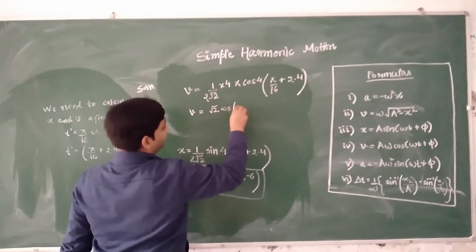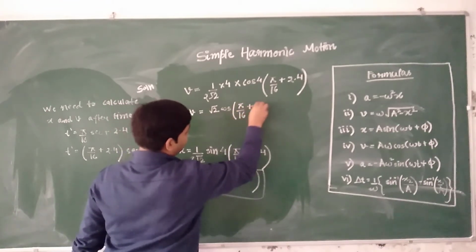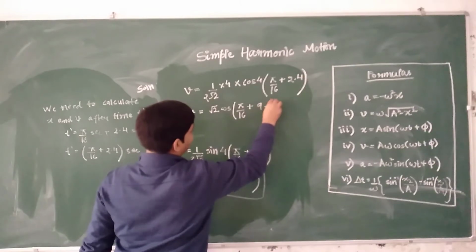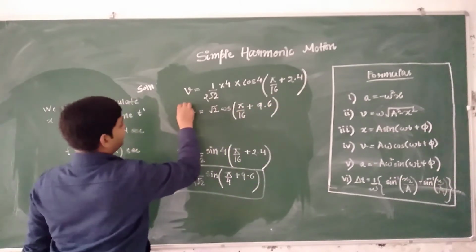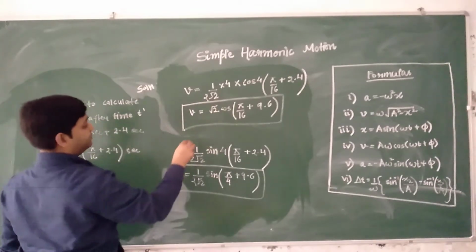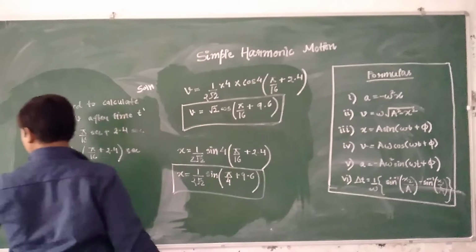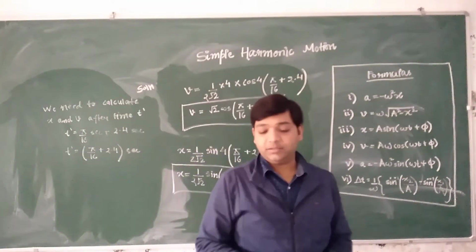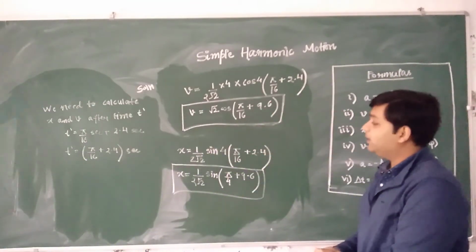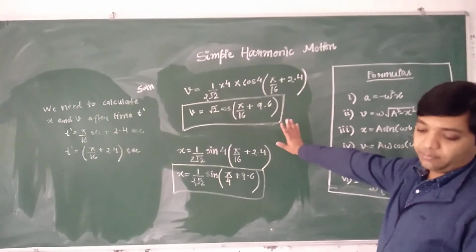Because we can take 4 inside and then we will have pi by 16 plus 9.6. This is the velocity of the particle after the required time. Please note this down. It's a very good example to understand the concept and I hope you have understood everything. So we have completely solved the question.